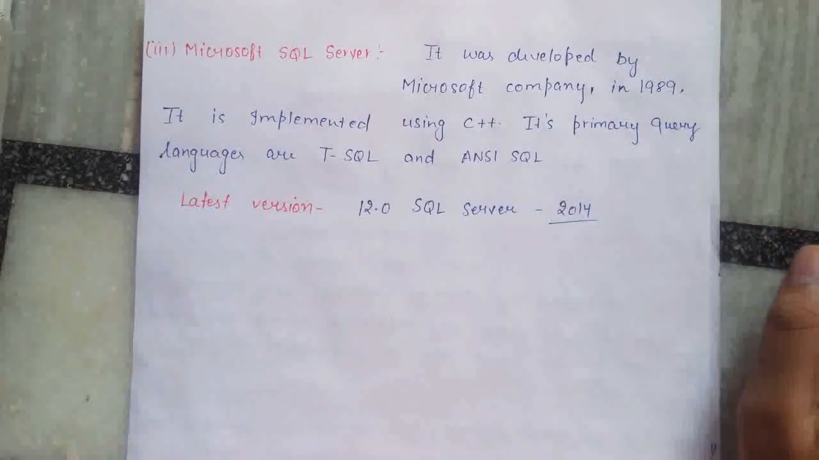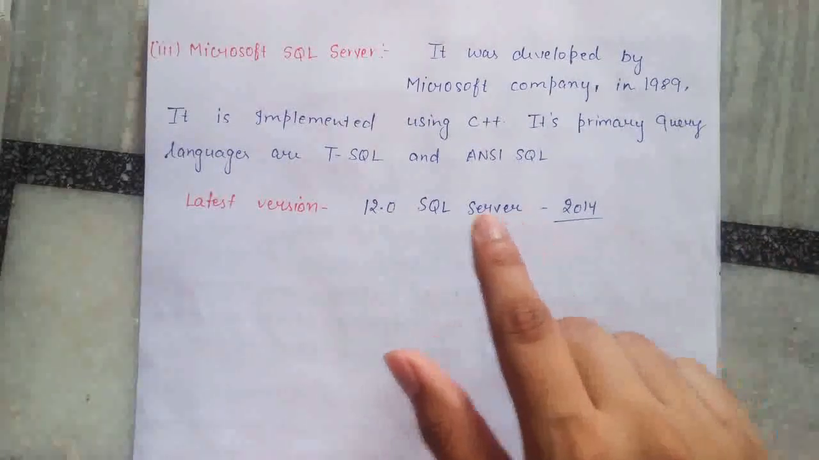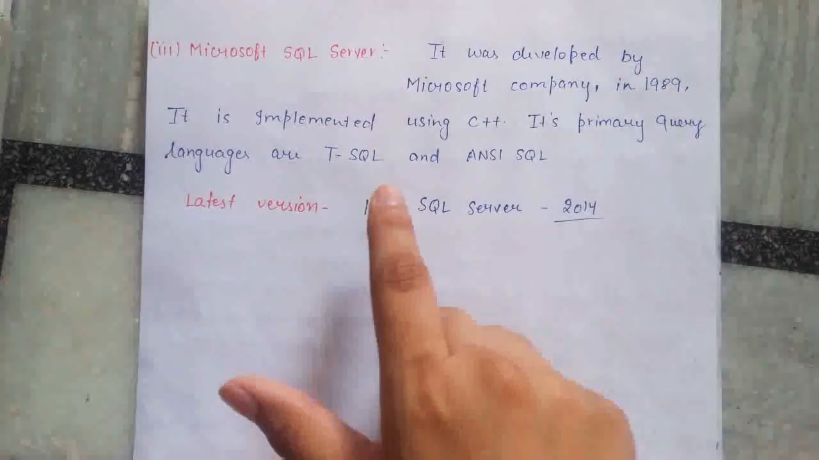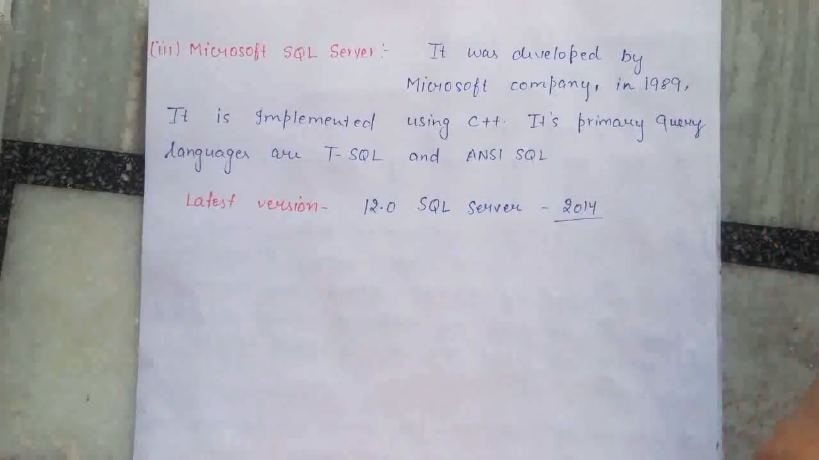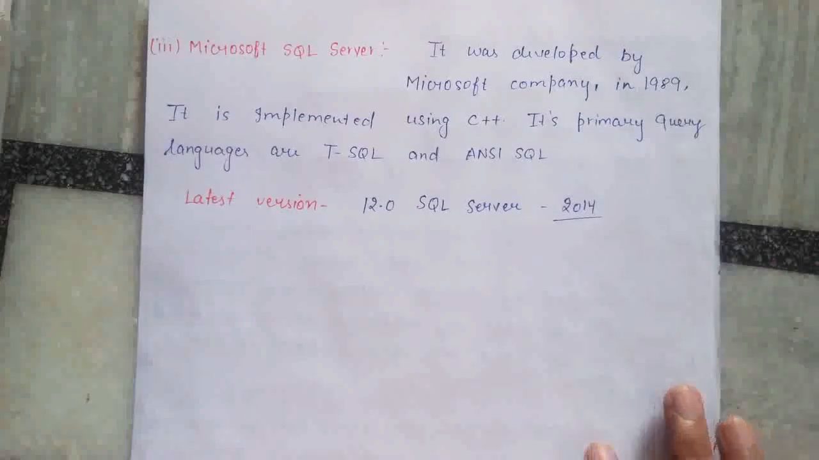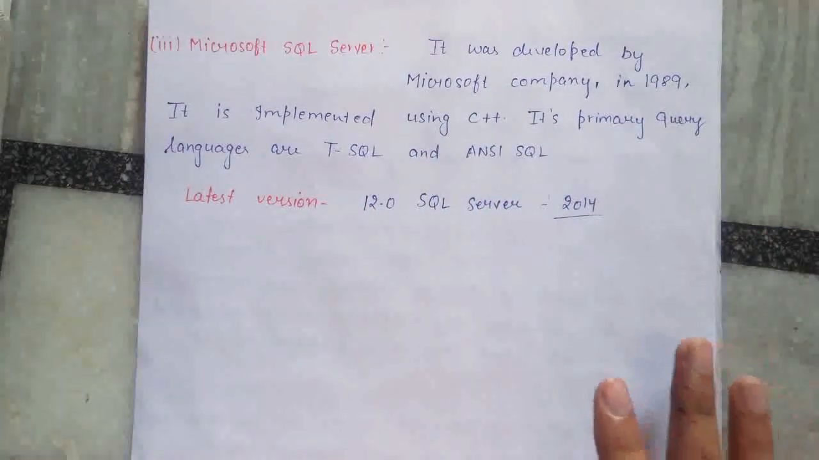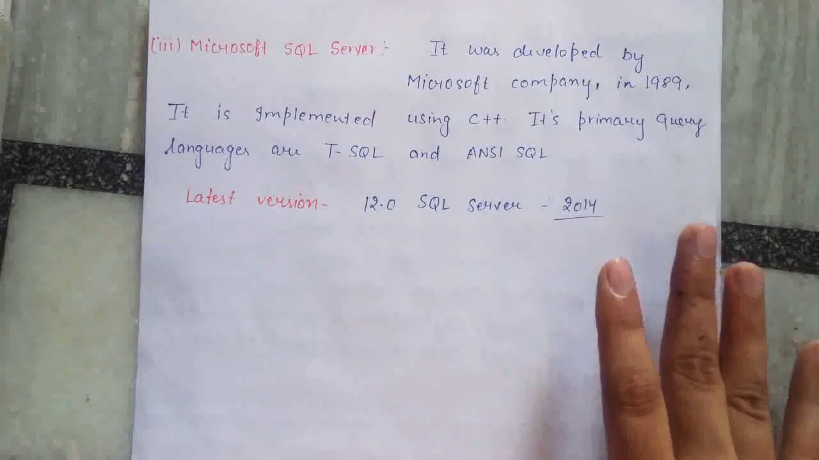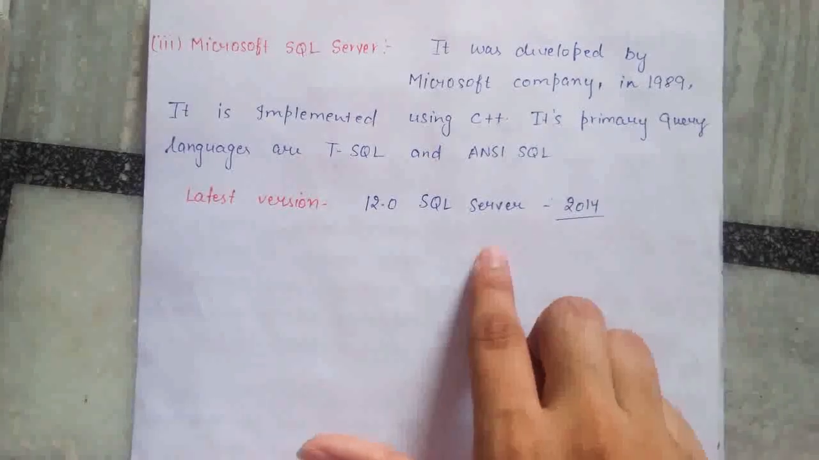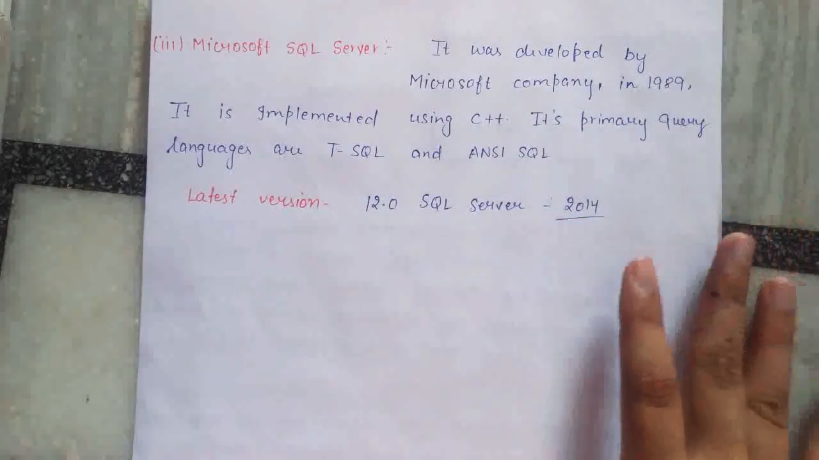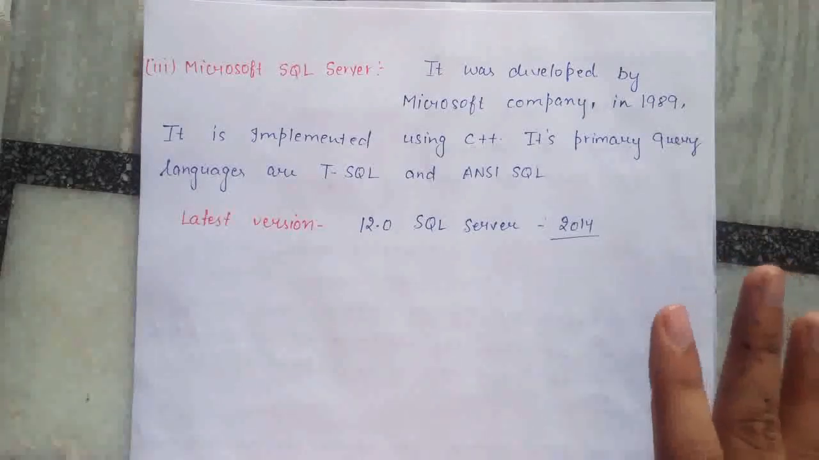The primary query languages used in Microsoft SQL Server are T-SQL and ANSI SQL. T-SQL is nothing but Transact-SQL, and ANSI SQL is the standard form of SQL. So these are the query languages used in Microsoft SQL Server, and the latest version of Microsoft SQL Server, introduced in 2014, is SQL Server 12.0. So this is the third type of RDBMS, that is Microsoft SQL Server.